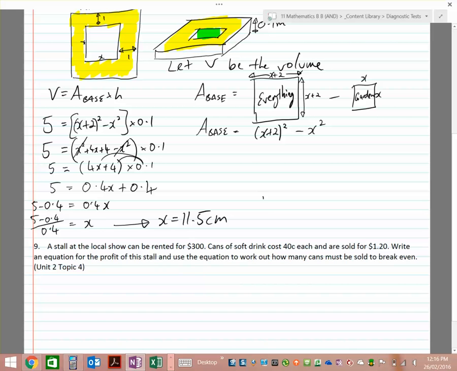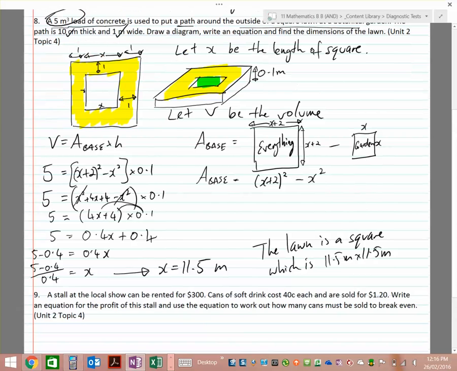So the lawn is a square, which is 11.5, that's meters, not centimeters. That wouldn't be a very fun lawn at all if it was centimeters. So this is an 11.5 by 11.5 meter square.